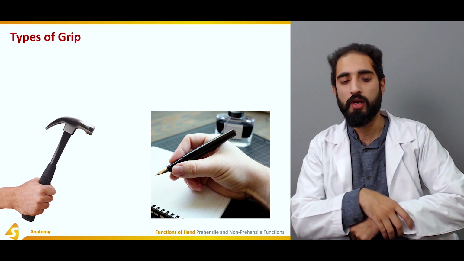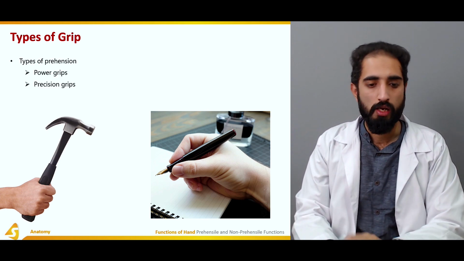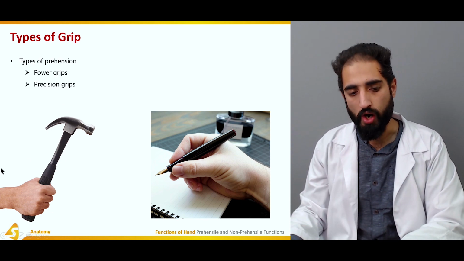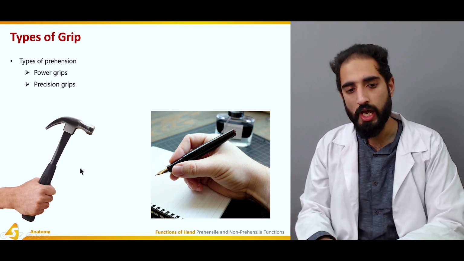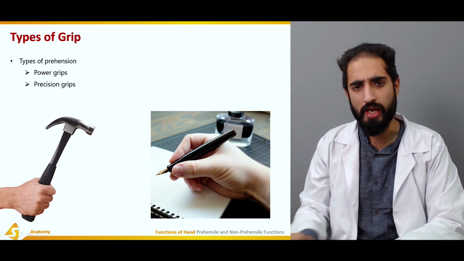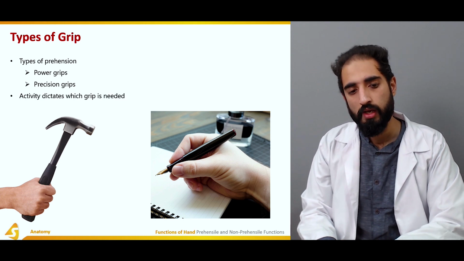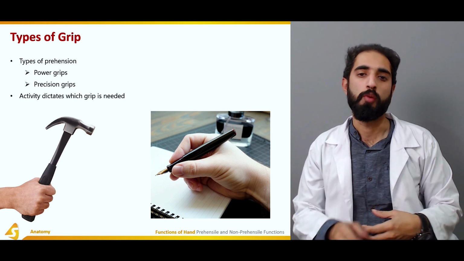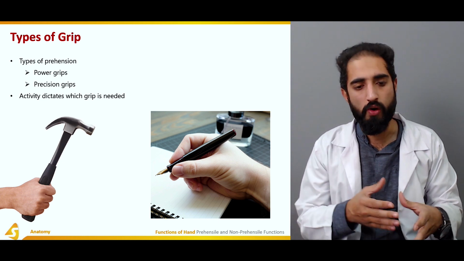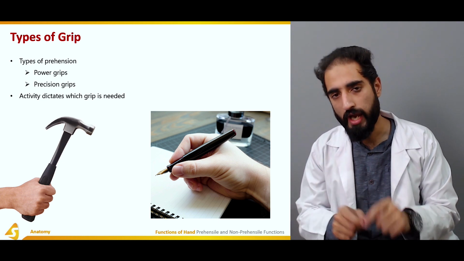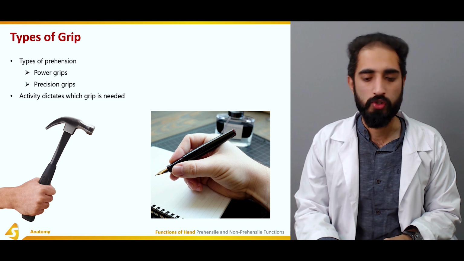There are two types of grips. We have the power grips, which are used for powerful activities, and precision grips, which are used for intricate and delicate movements such as writing and sewing. The activity dictates which grip is needed. If we need power and strength, we go for a power grip, and if we need very fine motor movements, then we go for precision grips.